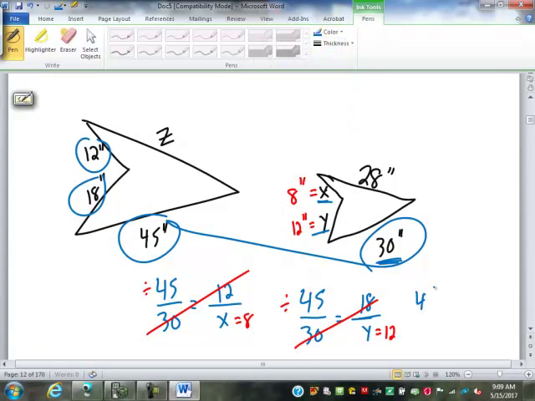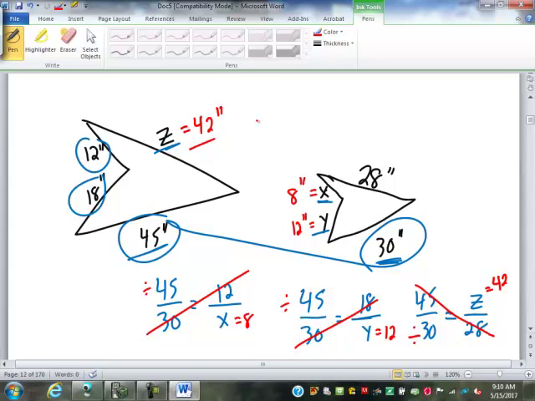And finally, we have 45 over 30. Where does Z go? That goes on top because it's from the same figure as the 45. And what goes below it from the other figure? 28. So now we will cross multiply. 45 times 28 divided by 30 is going to give us 42. So Z is 42 inches.